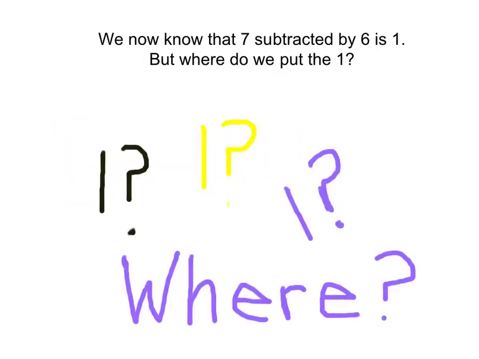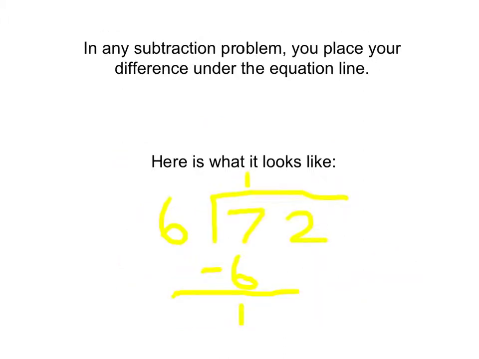We now know that 7 subtracted by 6 is 1, but where do you put the 1? In any subtraction problem, you place your difference under the equation line. Here is what it looks like.